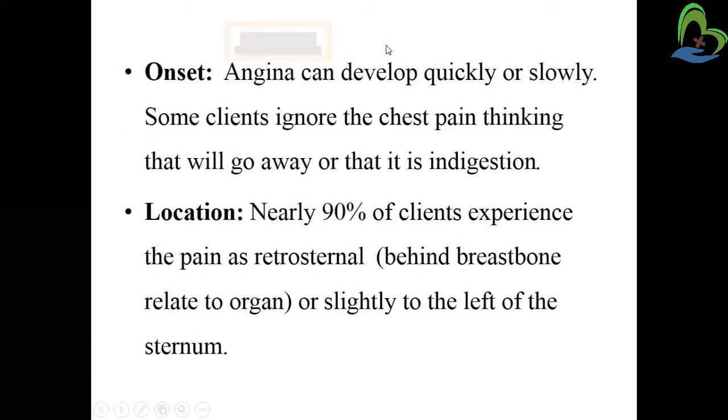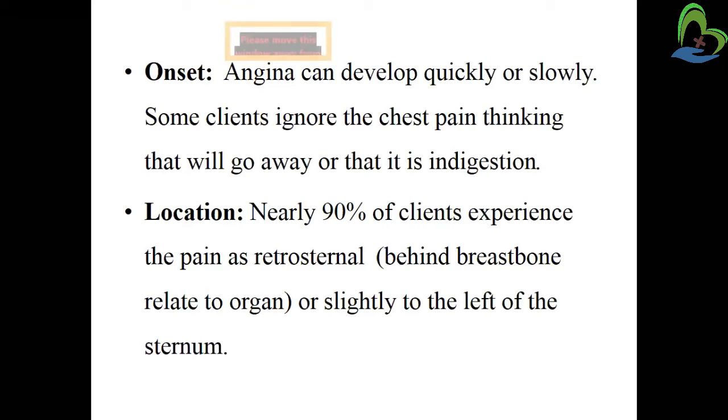Next is onset. What is onset? When it is occurring. It can develop quickly or it might also be slow. Some clients ignore the chest pain. I said in previous classes that some clients might feel that it is indigestion pain. They might have been suffering with food indigestion, so they try to avoid it, and it can be misled as angina.